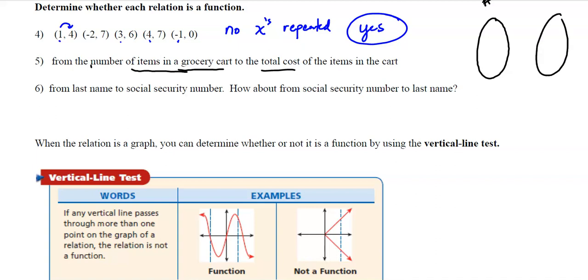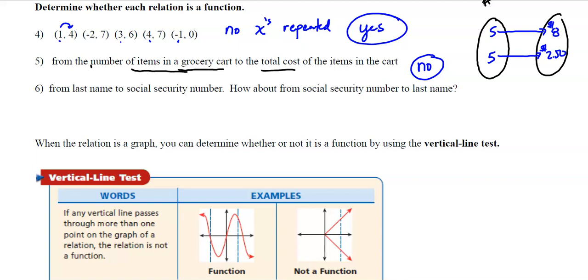Well, I don't think this would be a function, because I do think it's possible if we're standing in that grocery store and they're coming up to the line, you may have a cart with 5 items mapped to $8, but then you may have another cart with 5 items only mapped to like $2.50. So I don't think if you know the items in a cart, you're going to get one unique cost of those items. It's going to vary. So this one would be no. It's not a function.